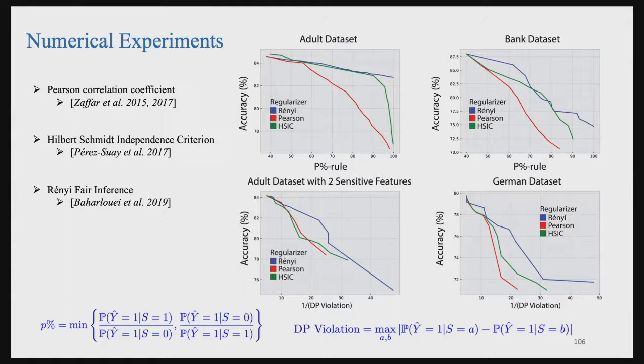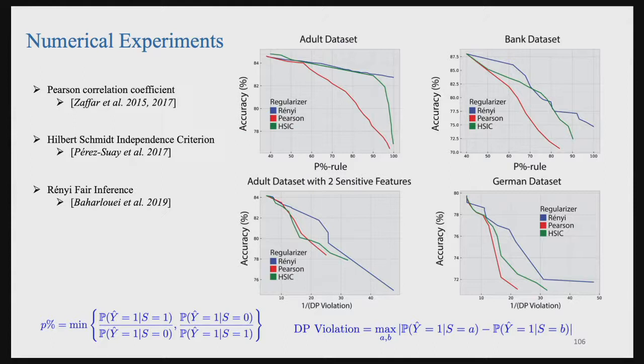Oh, no. But the interesting part was here. We observed that in many of these data sets, the correlation was nonlinear. That's why when they imposed the linear correlation as a regularizer, the algorithm thinks it makes itself fair, but in fact, it's not fair. And you have to drop a lot, because in many of them you cannot achieve 100% p-percent rule at all, because the correlation is non-linear.